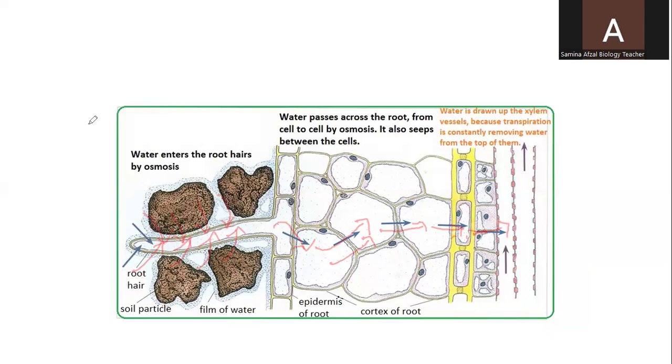Then they have to move to the other parts. So when they move towards the other parts, they always move in the direction where there is lower water potential. So in this way, they move from cell to cell, and then they reach the xylem, and from xylem, they are moved in the upward direction. So by the process of transpiration pull, many forces are involved, which we will discuss in the next slides.